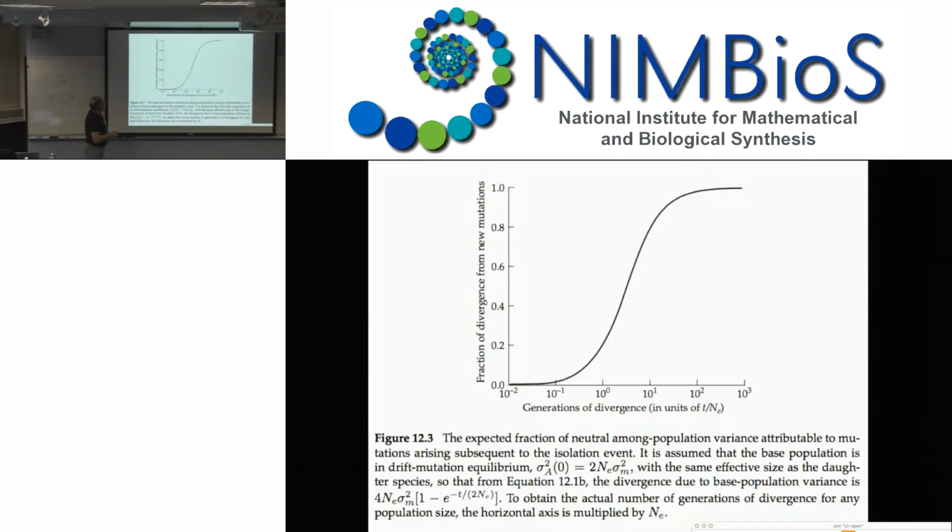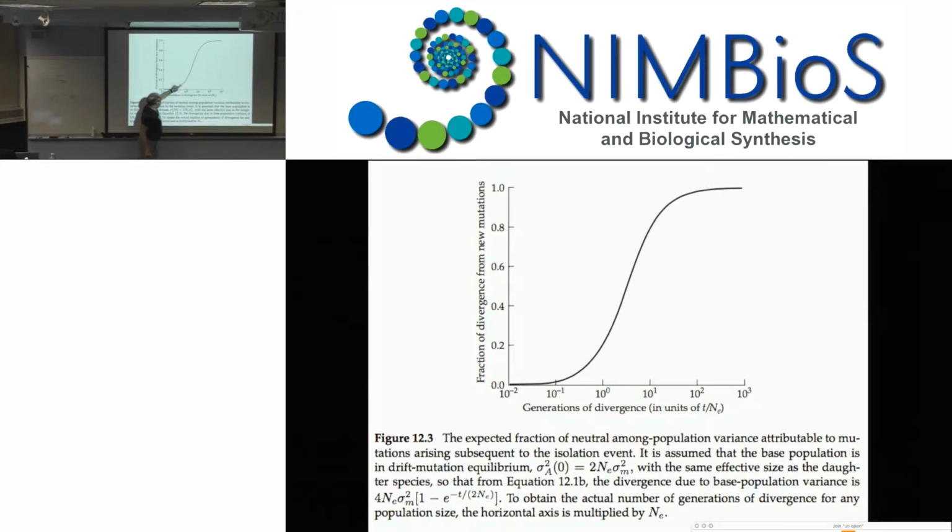So here's kind of a curve that shows you that. This is scaled in terms of the effective population size. This is the fraction of the divergence at that time due to new mutations. Initially, none is. If you go down to about 1.2 Ne, about half the variation is due to new mutations, and at about 4 Ne, about all the variation is.